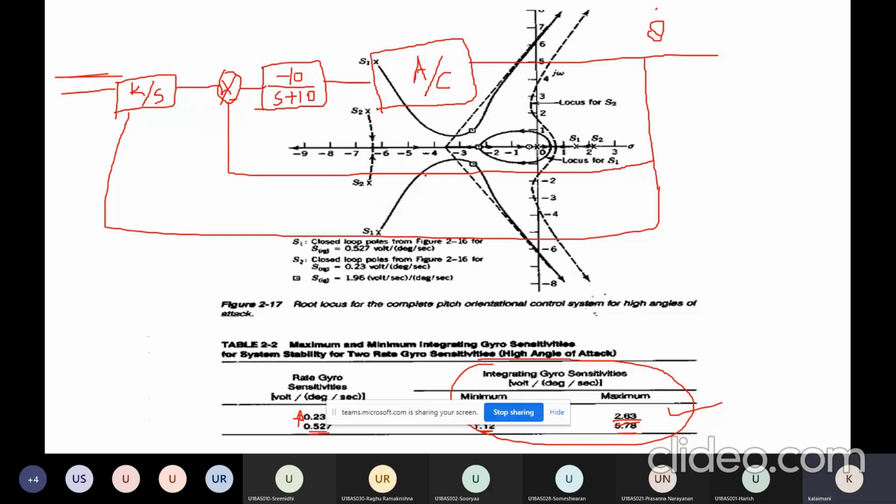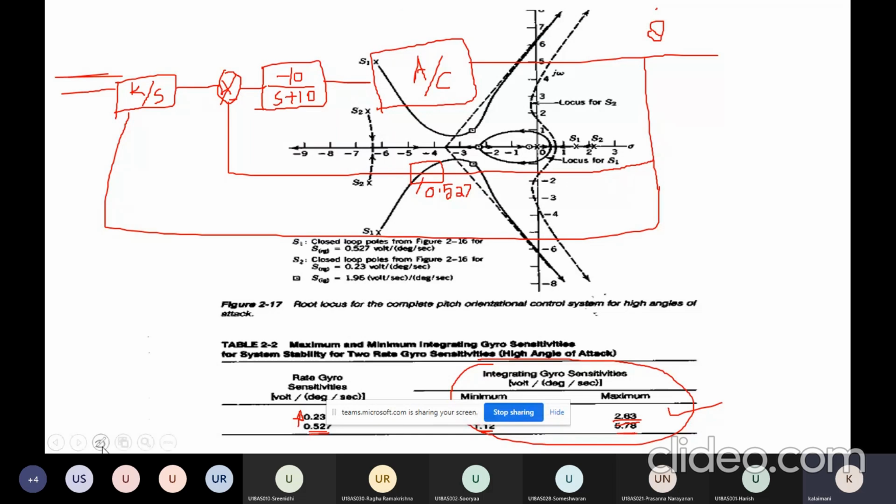So now here we have the integrating gyro sensitivity. First I have to sketch my root locus where my integrating gyro sensitivity is 0.527. If it is 0.527, then we first apply block diagram reduction techniques. You have to make a single block because it is a negative feedback control system. Therefore, the loop one transfer function can be calculated from G of S divided by 1 plus G of S into H of S.